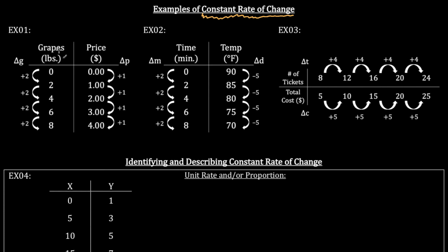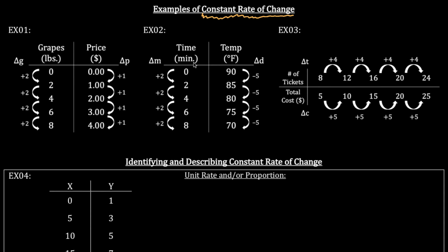So if you look here, we have grapes in pounds, or the weight of grapes in pounds, and the price. Now, the price is increasing by $1, $1, $1, $1. Every time that the price increases by $1 is because the weight increases by 2 pounds, 2 pounds, 2 pounds, 2 pounds. So every time this increases by 2 pounds, this one increases by $1. Let's look at this next example.